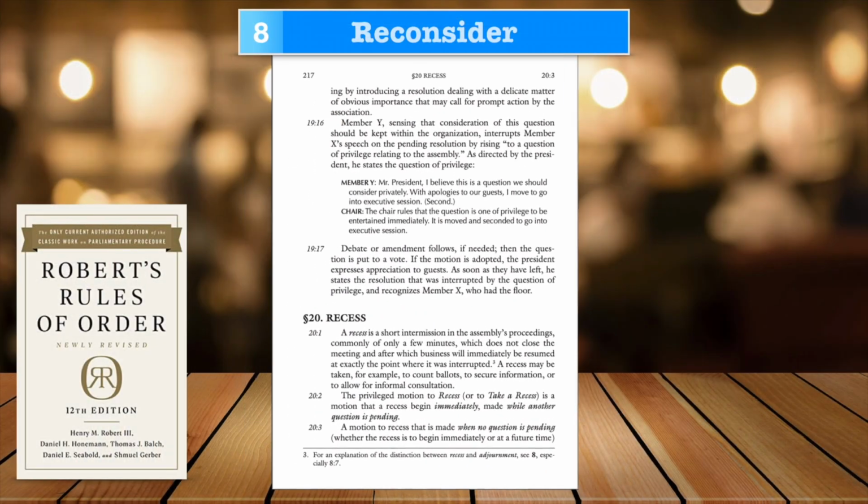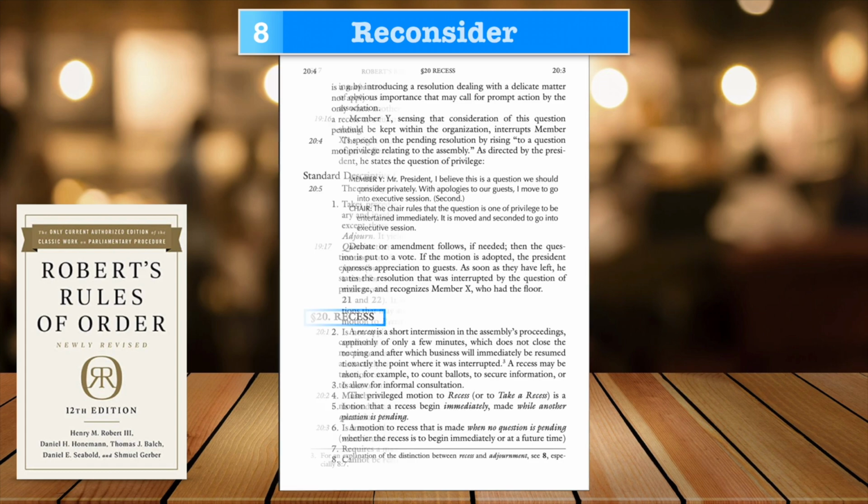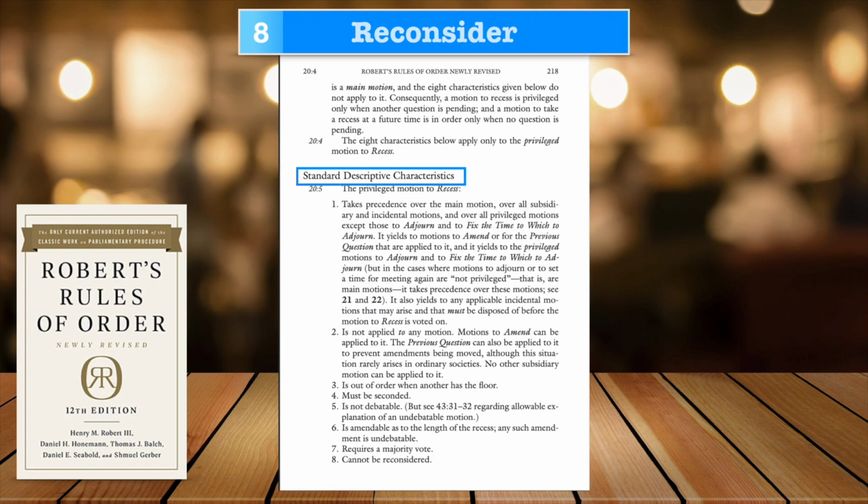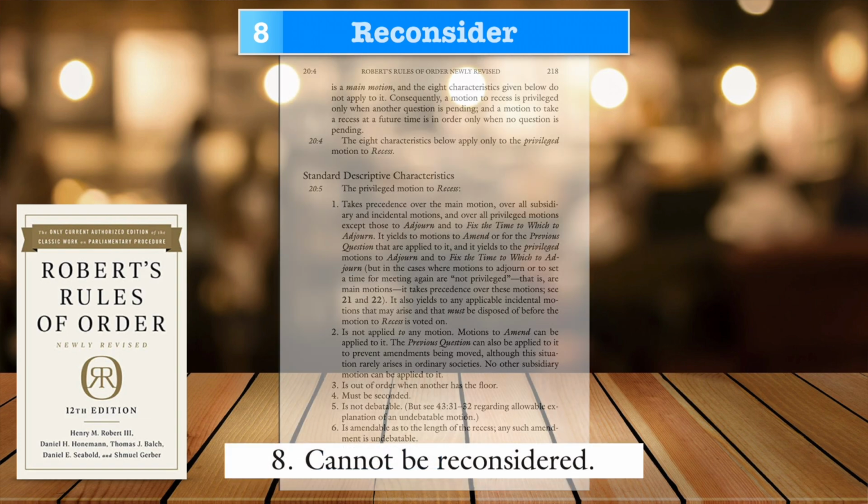Now, with the amendment that we just covered, we saw an example of a motion that simply can be reconsidered. For another very simple example, if we flip to the section on recess, which is section 20, we can turn one page to find the standard descriptive characteristics for that motion. And if we scroll down to the bottom of the list, we see that standard descriptive characteristic number 8 tells us that the motion to recess cannot be reconsidered. So now we've seen can be reconsidered and cannot be reconsidered. What other options could there be?